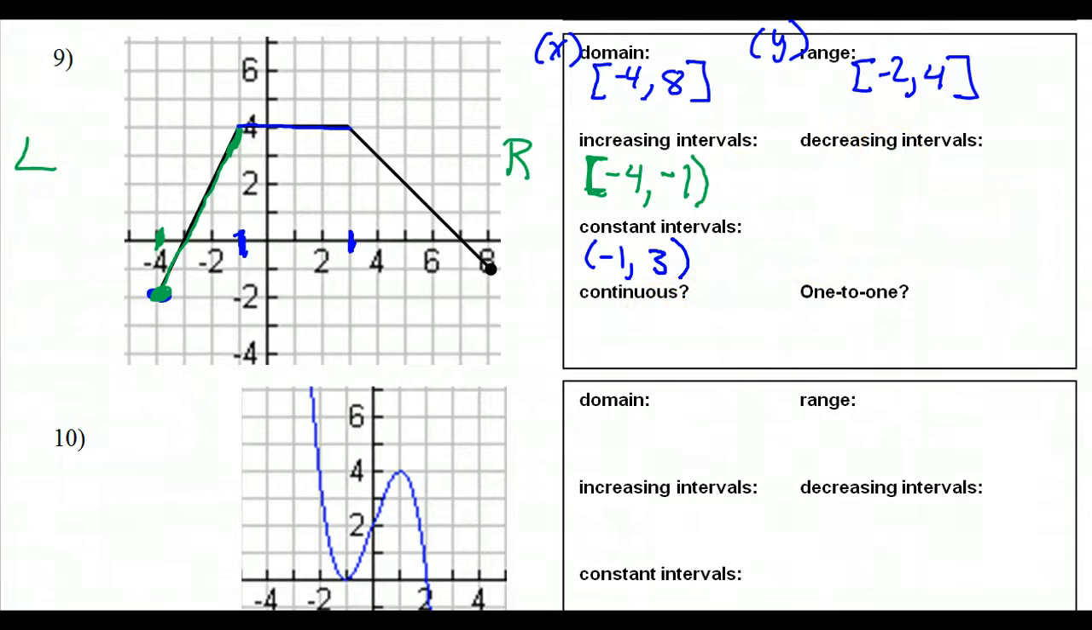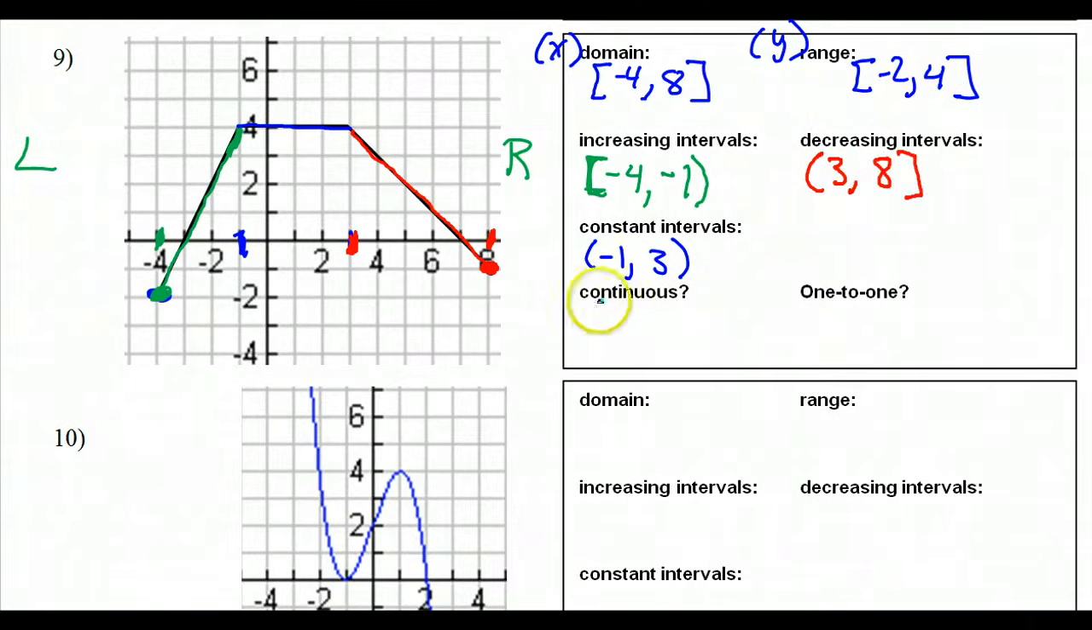Now, as I continue on my journey, so far I went uphill, that was increasing. I was flat, that was constant. But then I go downhill from here to here. So that is from, starts off at 3 and it ends at 8. So decreasing interval will be from 3 to 8.